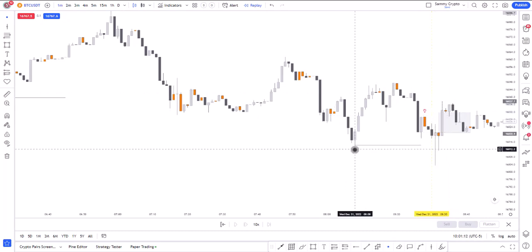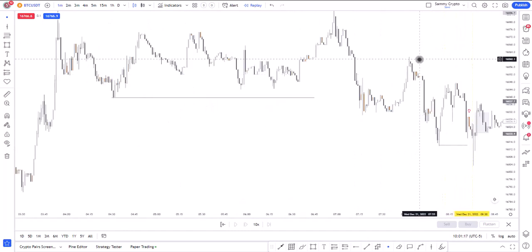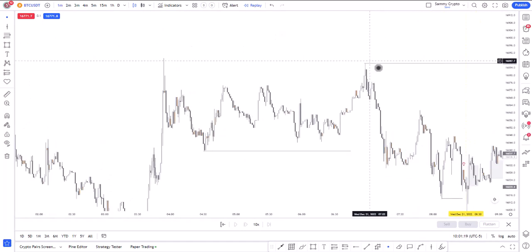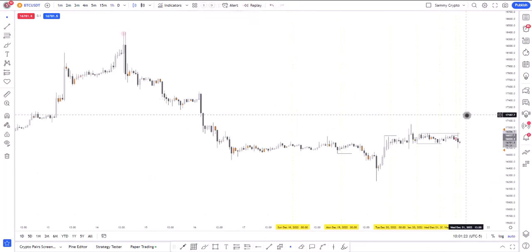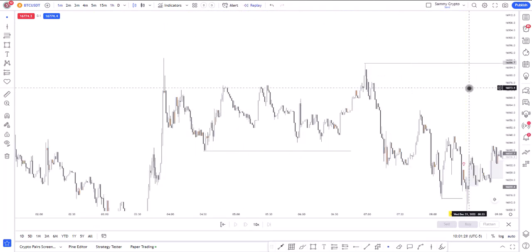So this was the last liquidity, the last low here, and I was expecting price to go up to this high. That's where I was expecting price to go, to that high. You can see my 1 hour. That's my high on the 1 hour time frame. I'm expecting price to go up to that high.